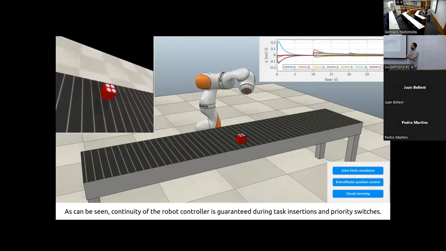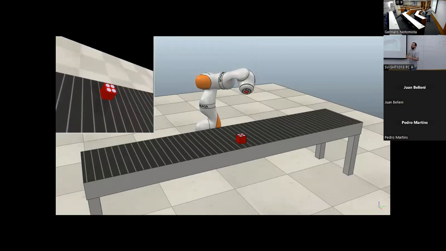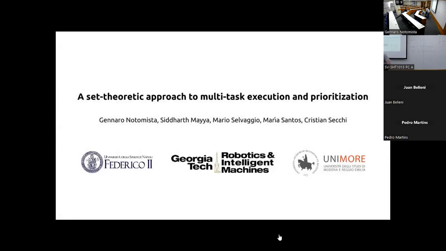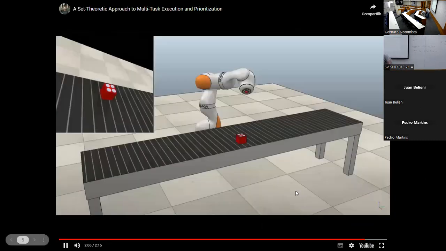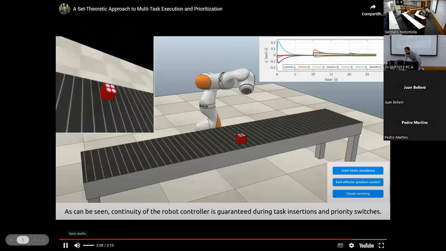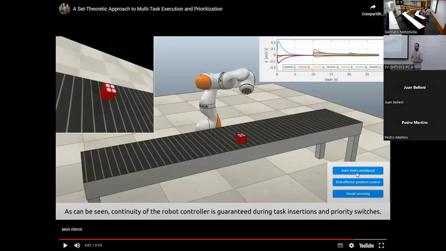And this is done using slack. Here we have 3 tasks, and we slack 2 out of 3. Here we have the joint limit avoidance, which is the invariant, which we don't slack. We always have it. And then end effector position and visual support are slacked. And this slack actually allows us to change variables. As I said, I don't want to mix up the formulation now, since we will finish it tomorrow.